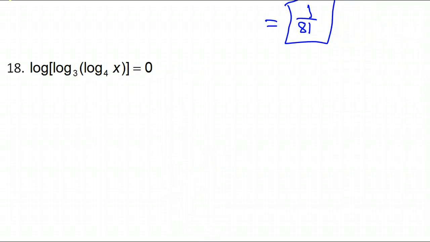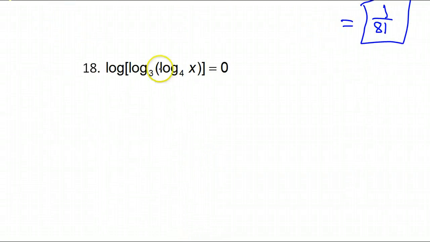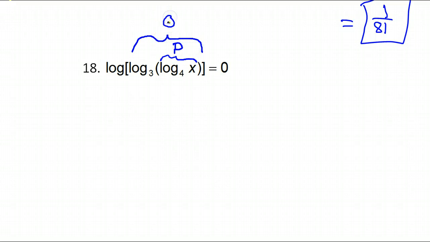Alright, I think this is the last one. The triple decker. It's not so hard if you take it in bite-sized pieces. I will call this piece right here P. Now, I will call this larger piece right here Q. I'm doing that to make my life easier. This is just too much for me to hold all in my head at one time.